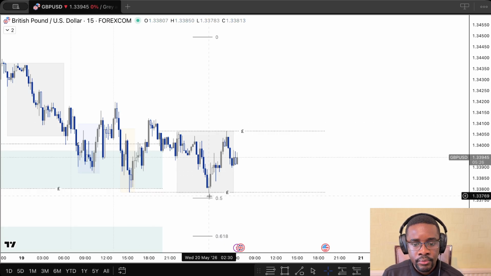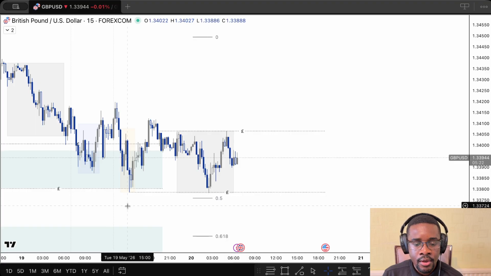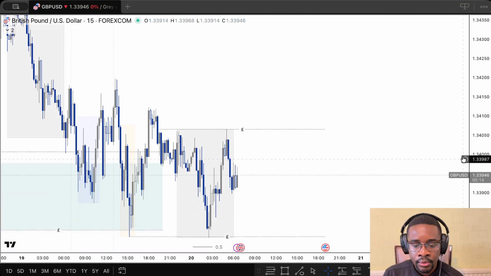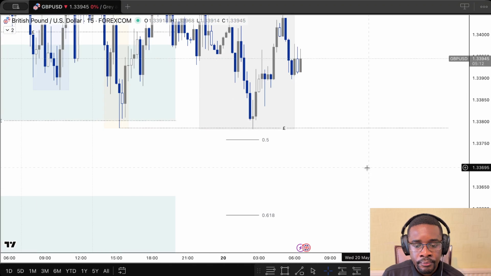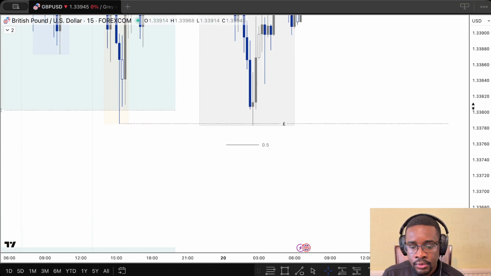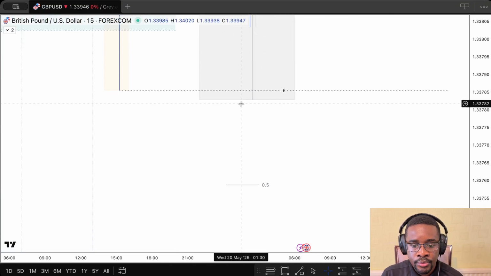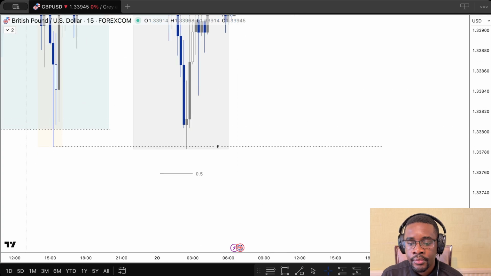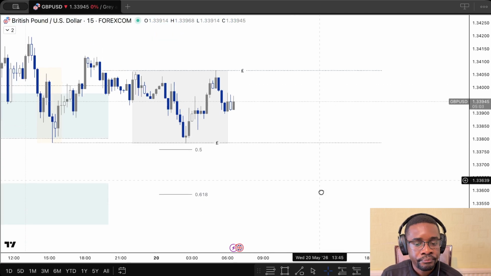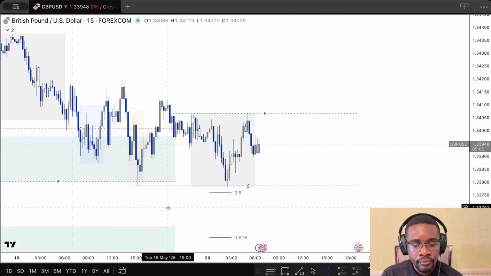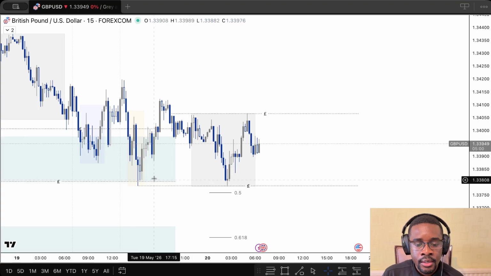didn't make a low. If I look at my values, that's 33,783. That's 33,786. Oh, it did make a low. Okay, it did make a low. Zoom in. Okay, so it did make a low. So this is my last high.